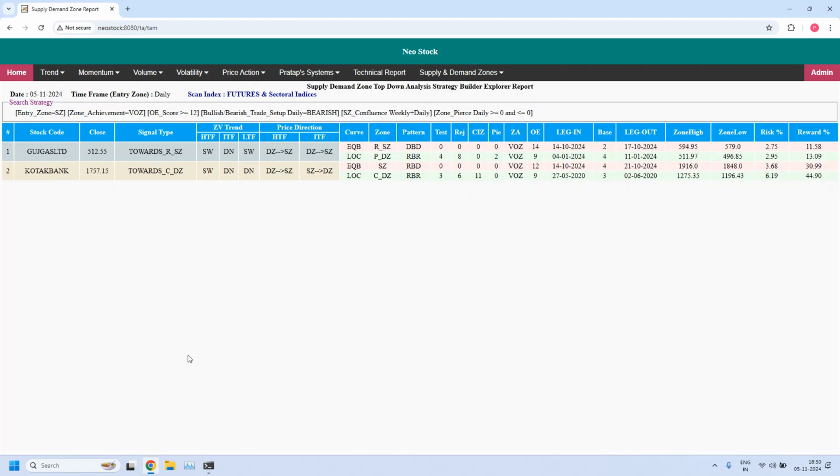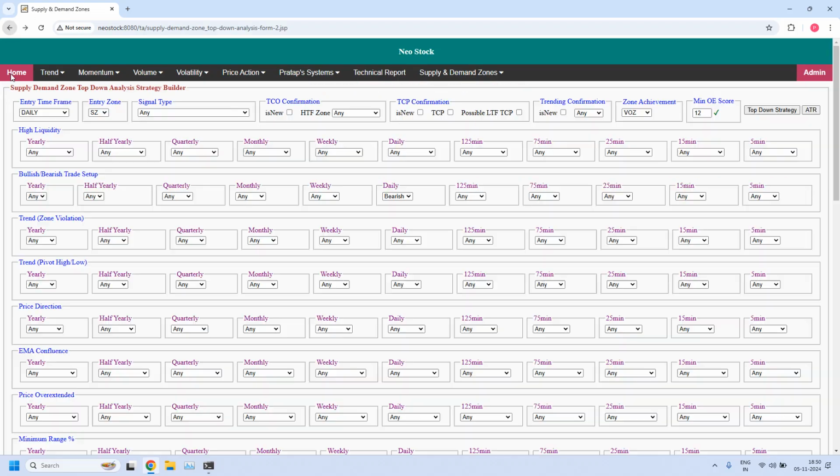In both these stocks, the daily supply zone is part of the weekly supply zone, and the weekly trend is a downtrend. If any of these weekly zones have weekly EMA confluence, there could be an even higher probability setup. Let's verify the EMA confluence at weekly.